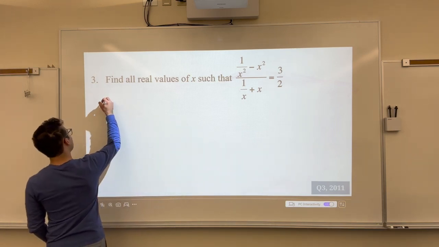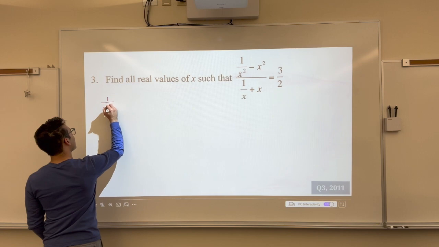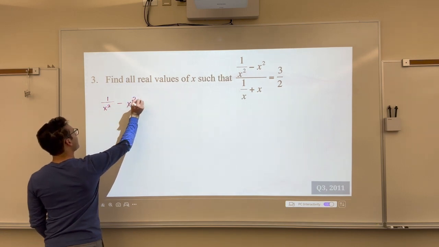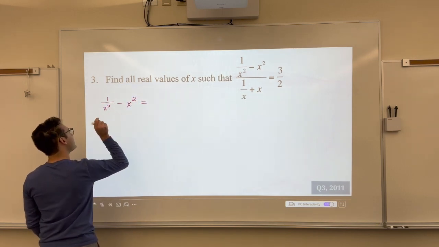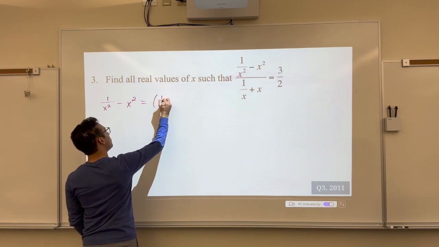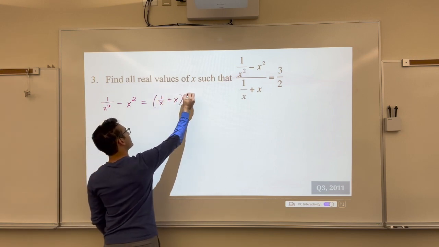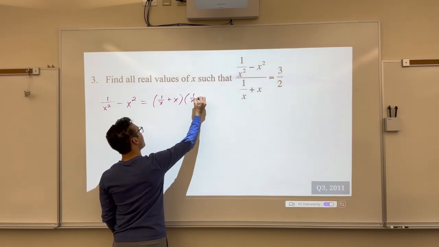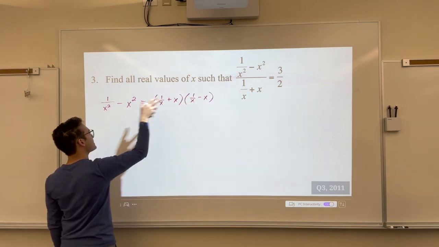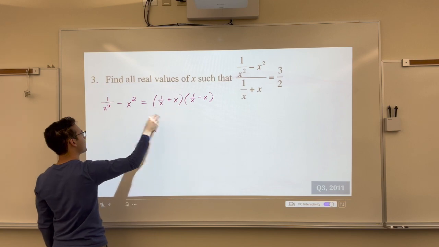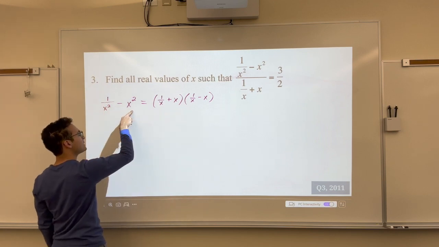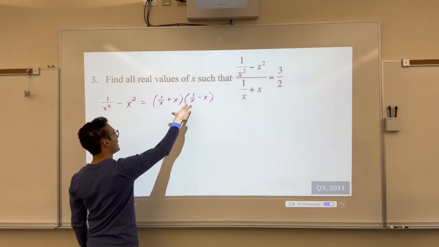So we have 1 over x squared minus x squared. Now, as a difference of 2 squares, that would equal 1 over x plus x times 1 over x minus x. This is the setup for our difference of 2 squares, right? a squared minus b squared is equal to a plus b times a minus b.